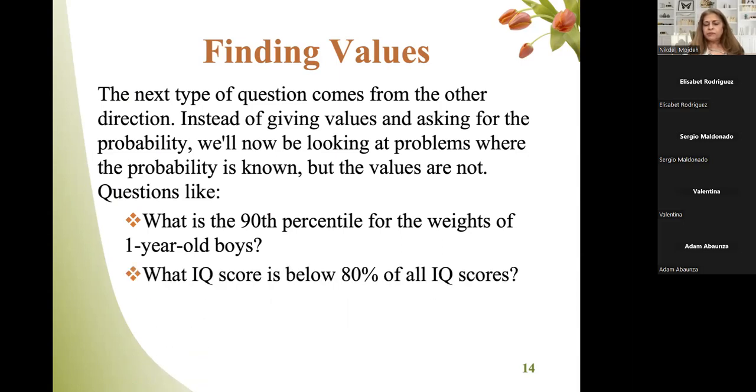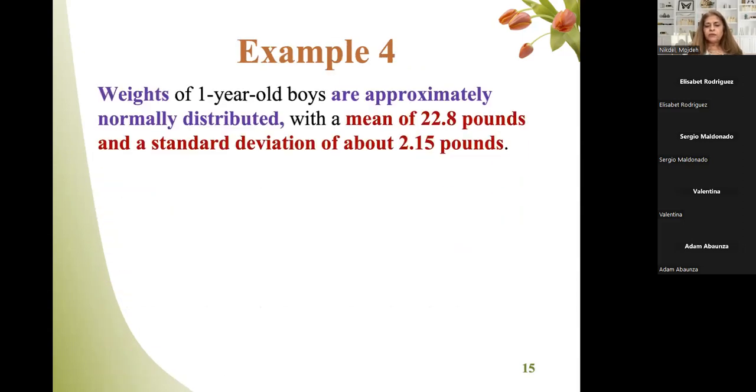What IQ score is below 80% of all IQ scores. So I give you the percentage like 80%, and I want you to give me the Z that corresponds to 80% or the X that corresponds to 80%. So I know I'm going over this quickly. I'm just going to go over it quickly. Then I will go back to these questions of this lesson next week. And if I have to look at more examples, I will.